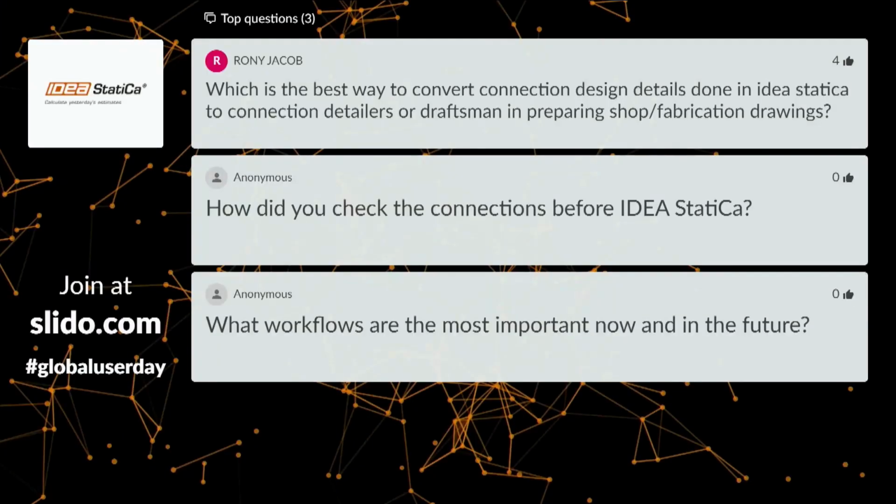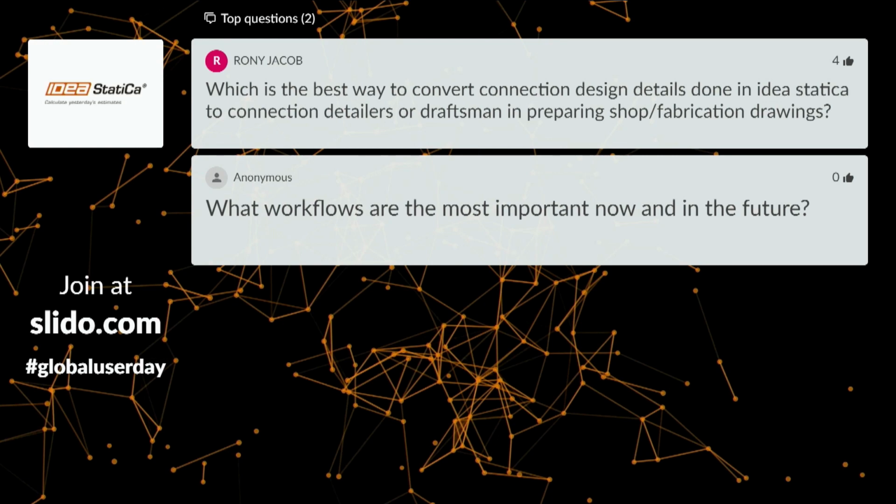Which is the best way to convert connection design details done in IDEA StatiCa to a connection detailer or draftsman in preparing shop fabrication drawings? Vojtech, what do you think? So generally, what is the best way? Actually, I have never thought about it, because in our cases, we also provide the manufacturing drawings. That means the link is nearly direct. Sometimes it's provided by the same engineer, sometimes it's just a discussion, but just eye to eye.